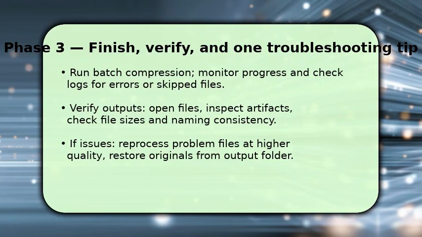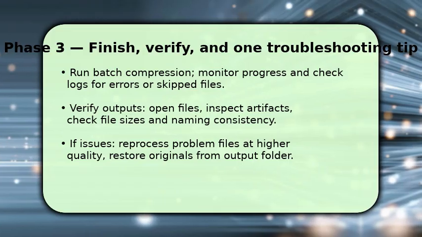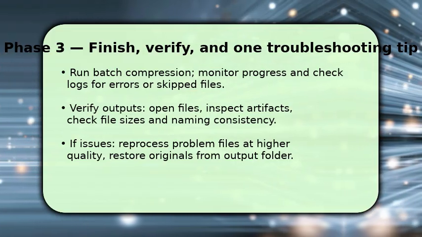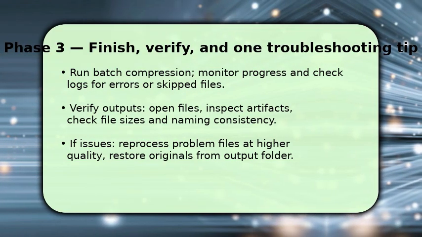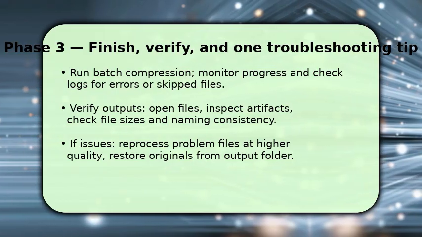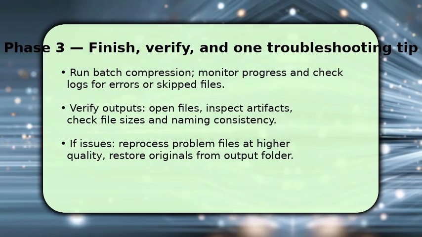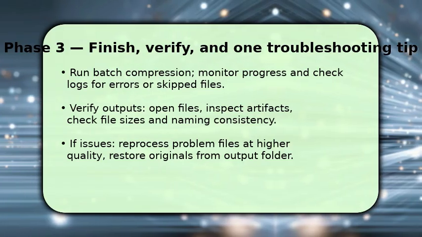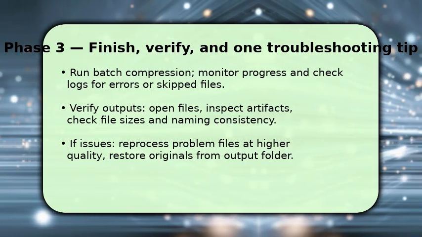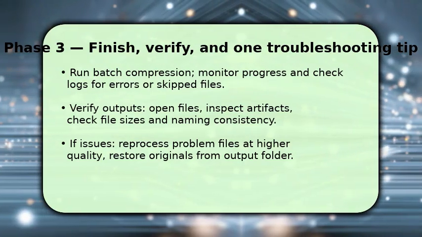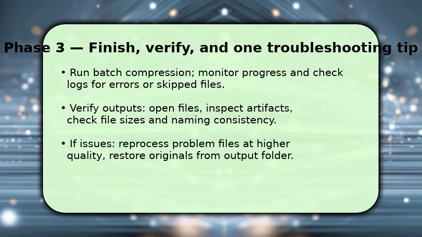If you see unacceptable quality loss, reprocess those specific files at a higher quality or switch formats. Once done, rerun only the affected files. Make sure naming and folder placement are correct. If anything goes wrong, restore originals from your saved folder and adjust settings before repeating, which prevents repeated data loss.